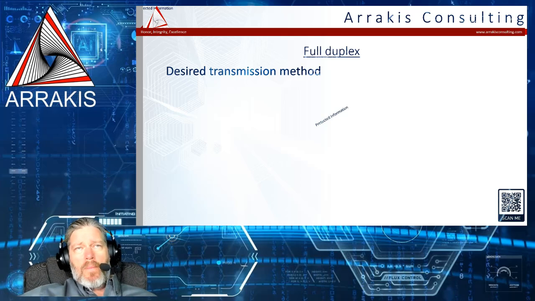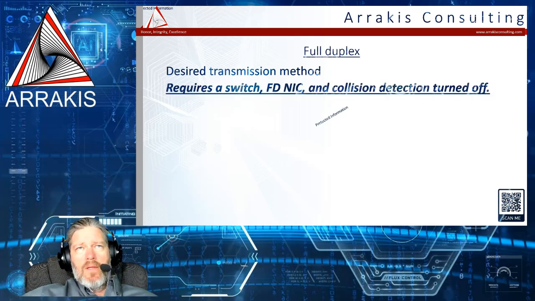Full duplex. This is obviously the desired transmission because it's faster, much more efficient, but it does require some equipment. So you have to have a switch, and then you have to have a full duplex network card, and collision detection has to be turned off. Now, the reason you have to have a switch and the reason collision detection is turned off is because they're both interrelated. The reason you have to have a full duplex network card is because in order to do true full duplex communication, more pairs of wires are in use on the Ethernet cable. So let's talk about that for a minute.